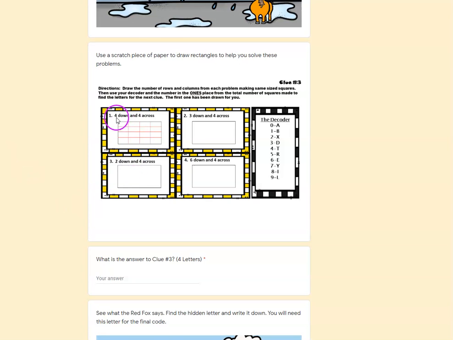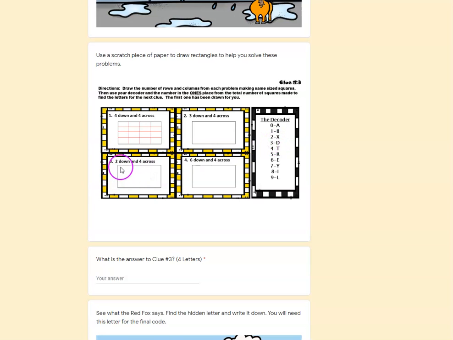So you can either just multiply 4 times 4, or you can draw the squares if you need to. So 4 times 4 is 16. So I'm going to put the number in the ones place is 6. So 6 equals E. So I'm going to write down E underneath that equation. For number 2, I'm doing 3 times 4, or you can draw the rows and columns, that's fine. 3 times 4 is 12. Well, 2 is in the ones place, and 2 is equal to X. So now we have EX.